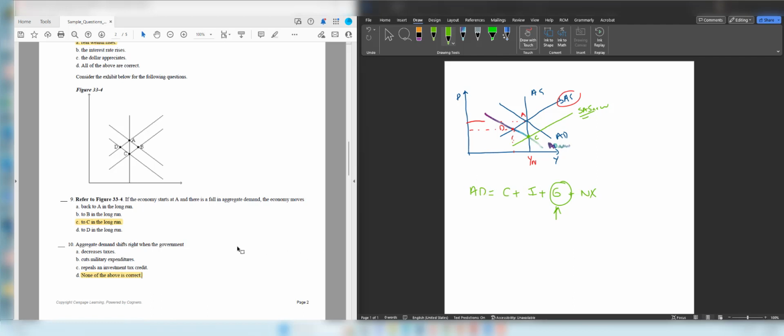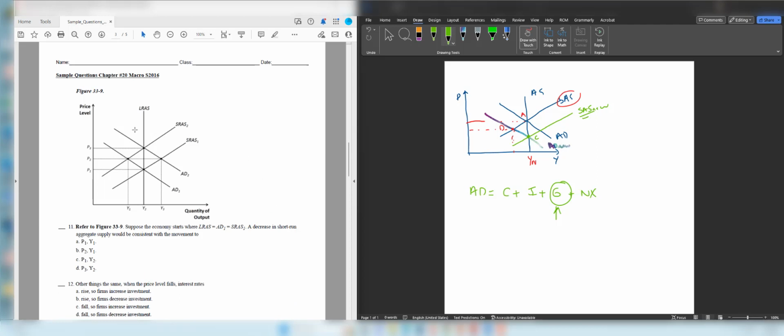But decreasing the tax is not going to make that happen. An expenditure cut is not going to make that happen. Repealing an investment tax credit will reduce investment, therefore it is not going to increase the aggregate demand curve. Therefore, the right answer is none of the above.